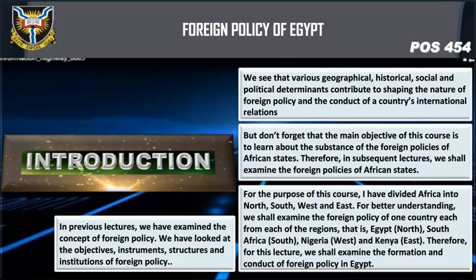For the purpose of this course, I have divided Africa into North, South, West, and East. For better understanding, we shall examine the foreign policy of one country from each of the regions, that is, Egypt, North; South Africa, South; Nigeria, West; and Kenya, East. Therefore, for this lecture, we shall examine the formation and conduct of foreign policy in Egypt.